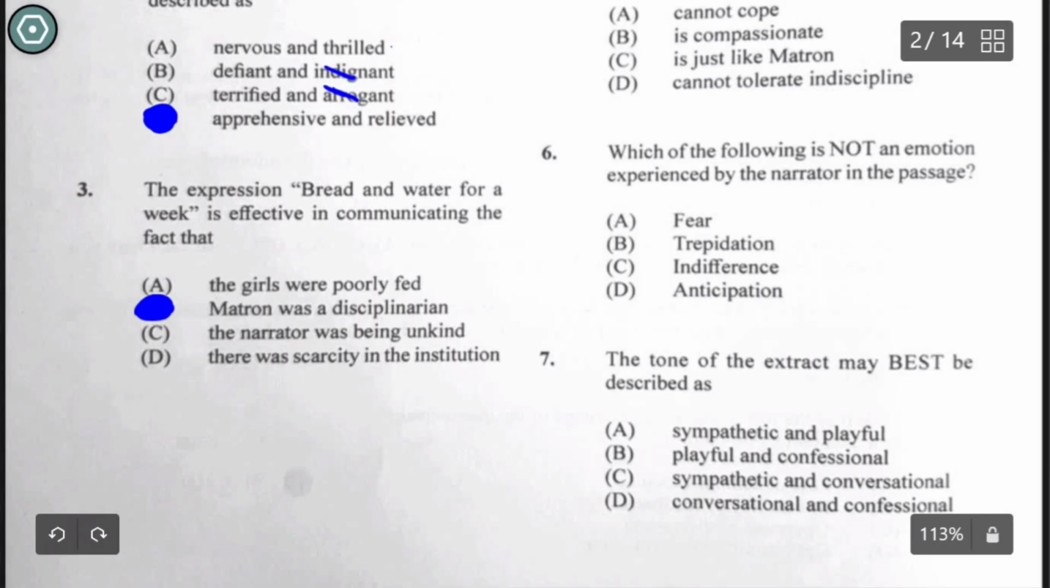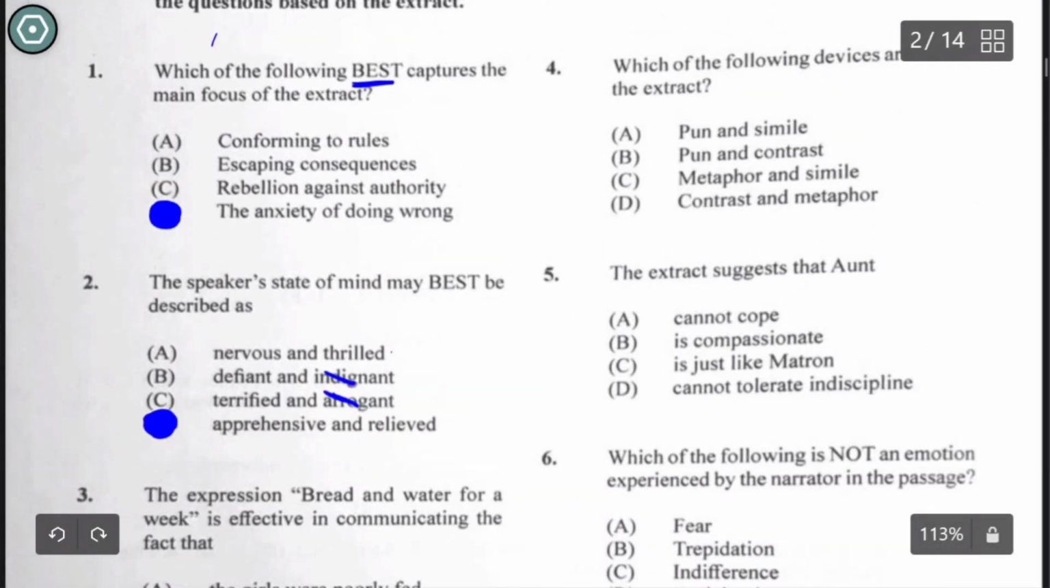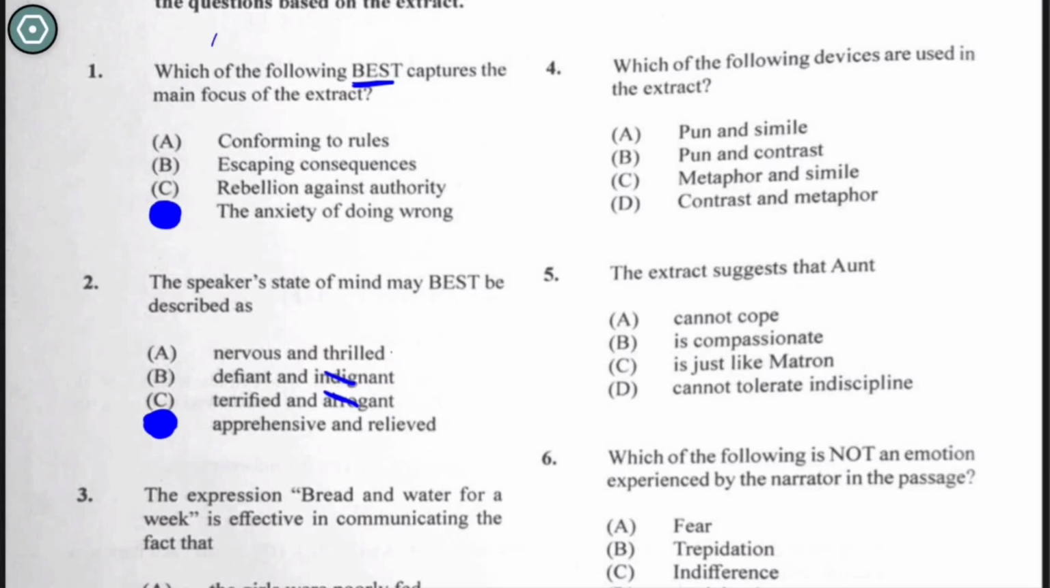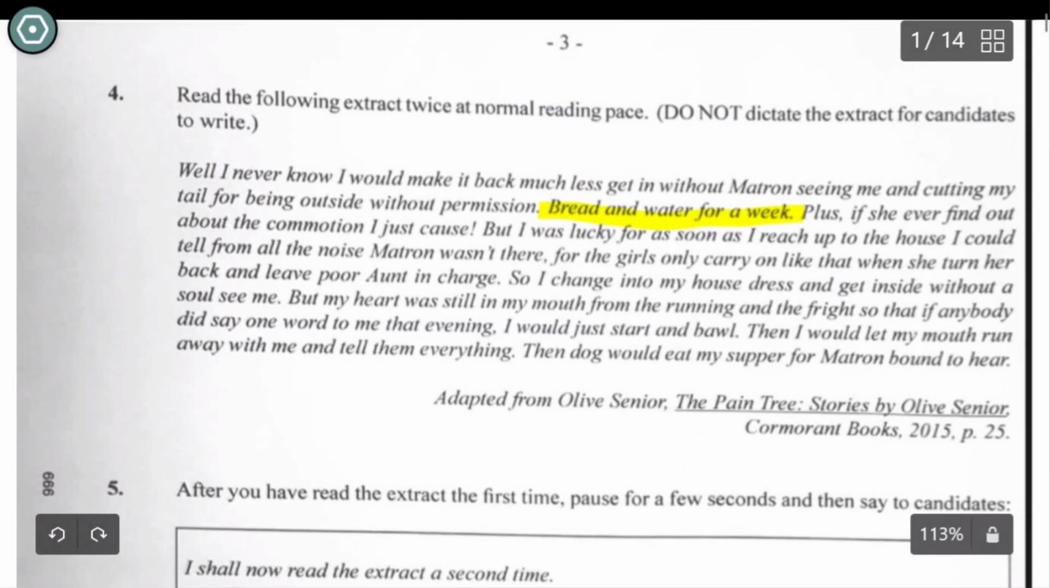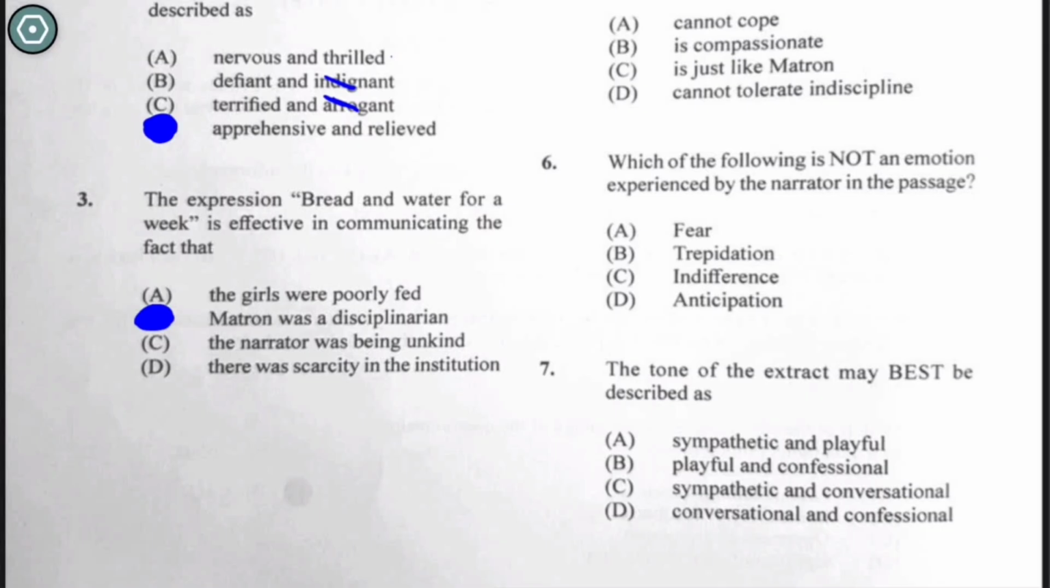Why? Because bread and water for a week would be the consequence of her getting caught. That's how she said it, and I can go back up here to the extract only for this video, because you won't get to see the extracts again, right? So here. Well, I never knew I would make it back, much less get in without matron seeing me and cutting my tail for being outside without permission. Bread and water for a week. That's the consequence if the matron finds out that she's been outside without permission. Bread and water for a week, right? So that implies that the matron is in fact a disciplinarian.